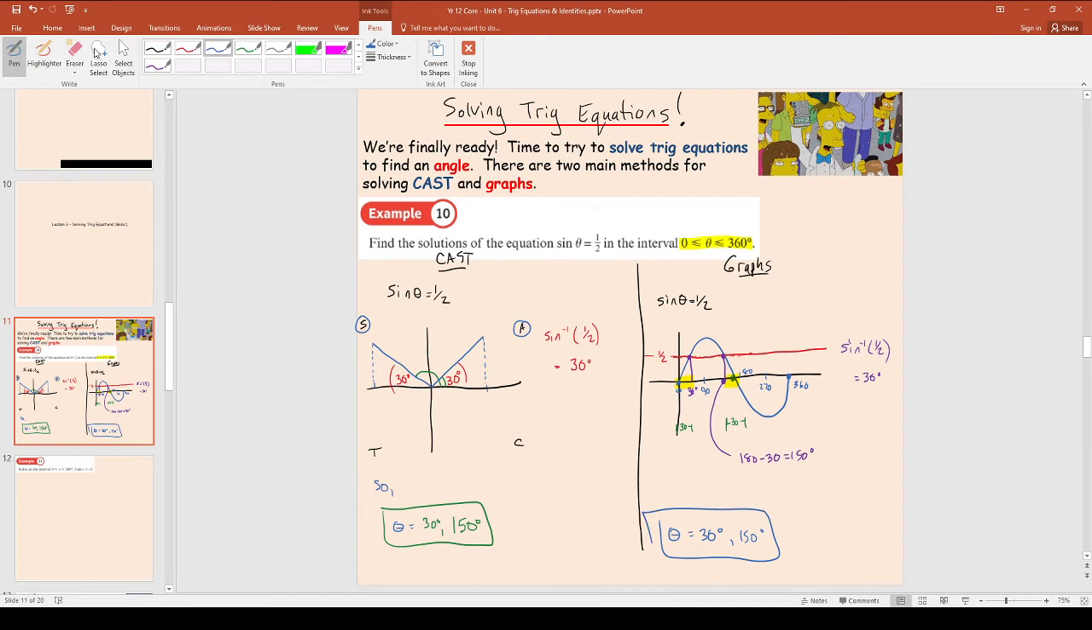Now, I'll leave it to you to decide which one you think is easier. I'm going to say it for the millionth time, and all the maths teachers disagree with me, but I honestly think that CAST is amazing. I would use it if it was just me doing it. But you've got your graph method too, so whatever you prefer is cool.